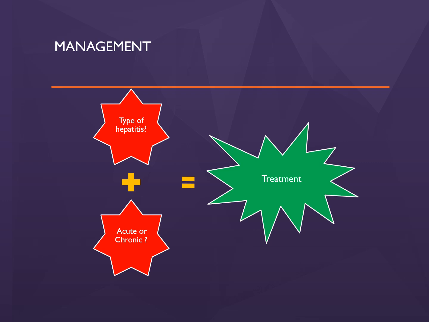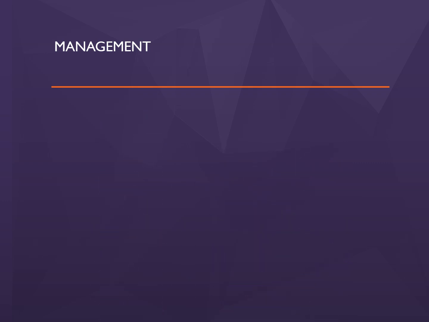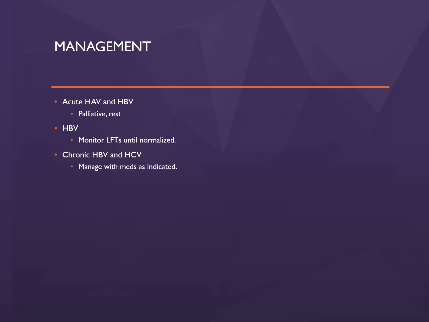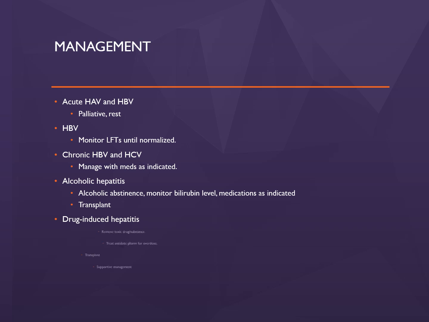So again, when you're thinking about management for these patients, you're going to think, what type of hepatitis do they have? Is it acute or chronic? And what does treatment look like for that patient? And remember, all treatment is not medications. Some treatments may be just management or monitoring. So again, I've decided to put here just a quick cheat sheet for you. When you think about acute versus chronic, how do you want to treat it, right?